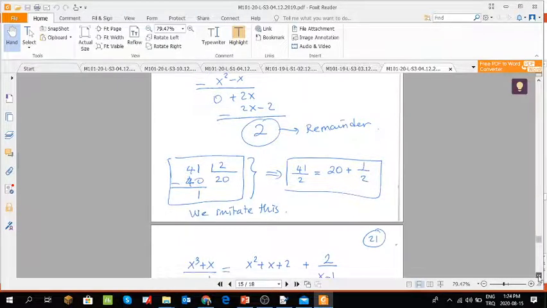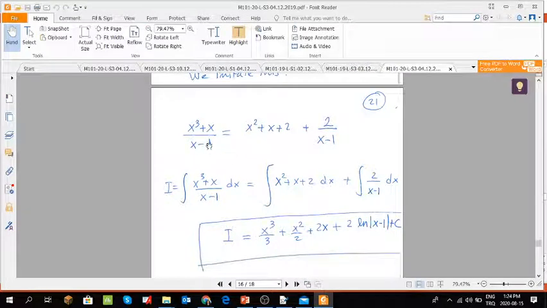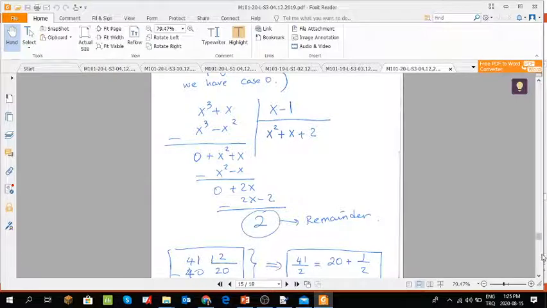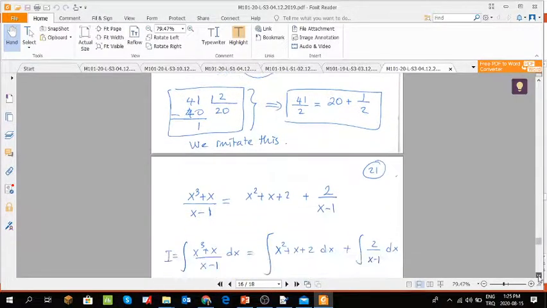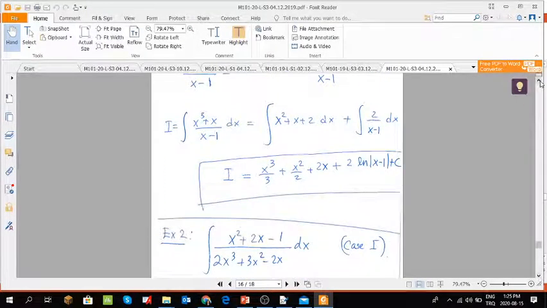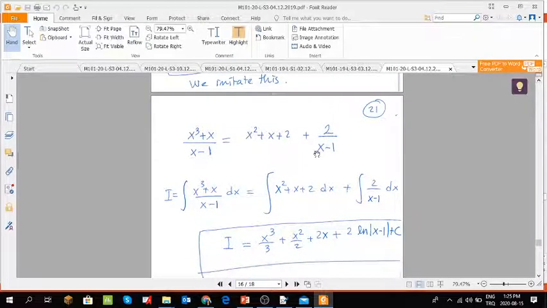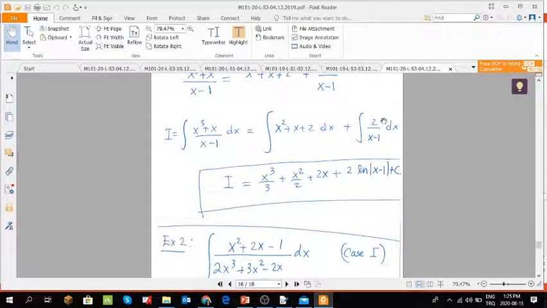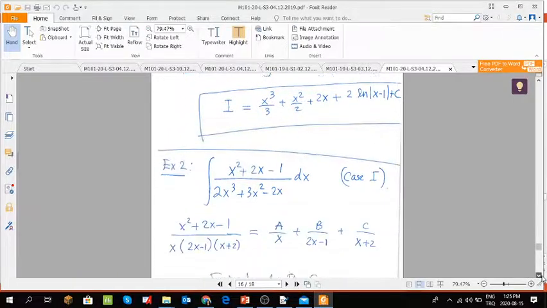We are going to imitate this, and write x cubed plus x over x minus 1 as what we got in the division, plus the remainder over the divisor x minus 1. So this expression from now on is just this plus this. Very good. It's simpler now. This integral is easy. It's a polynomial. This integral is easy too, a natural log, and we finish it off. Don't forget to put C.